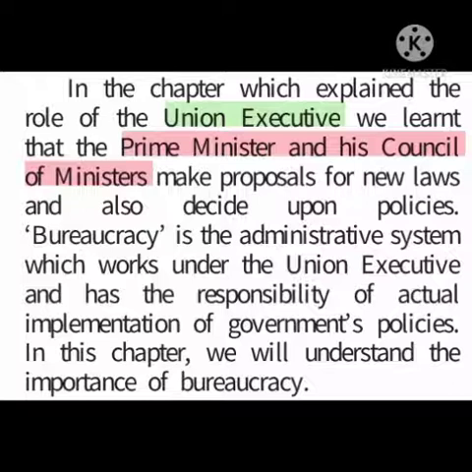In the Union Executive, the Prime Minister and the Council of Ministers make proposals for new laws and decide upon the policies. And bureaucracy implements the government policies. Students, in this chapter we will learn about the importance of bureaucracy.